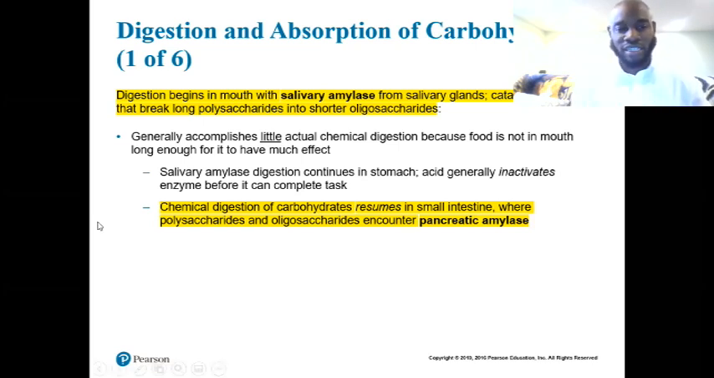And then the salivary amylase digestion continues in the stomach. But acid generally inactivates the enzyme before it can complete its task. The acid in your stomach will inactivate this enzyme before you really have complete breakdown of the carbohydrates. Chemical digestion of carbohydrates resumes in the small intestines, where the polysaccharides and oligosaccharides encounter pancreatic amylase. So after they get into the duodenum, now we have more digestion of the carbohydrates.